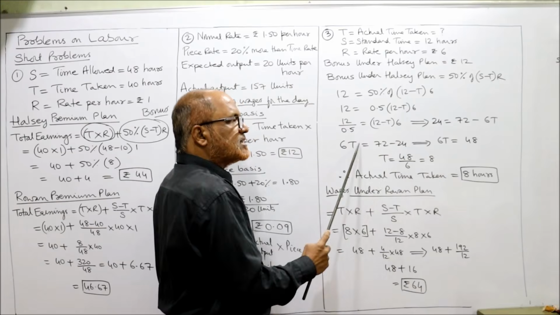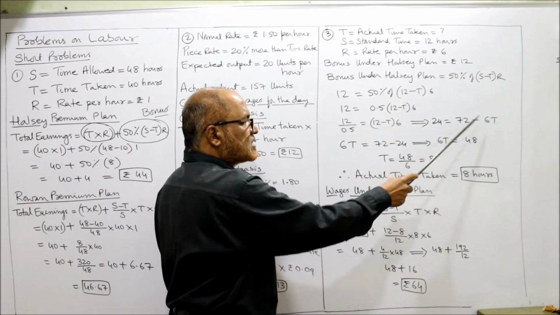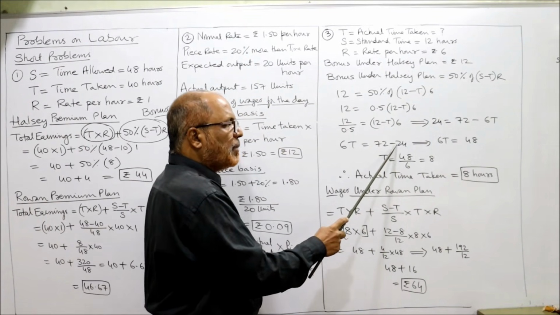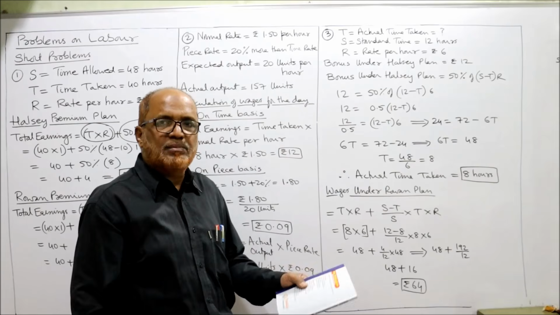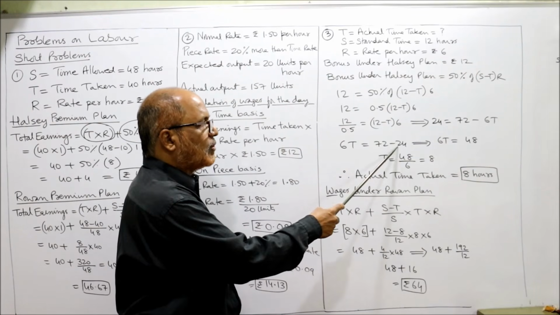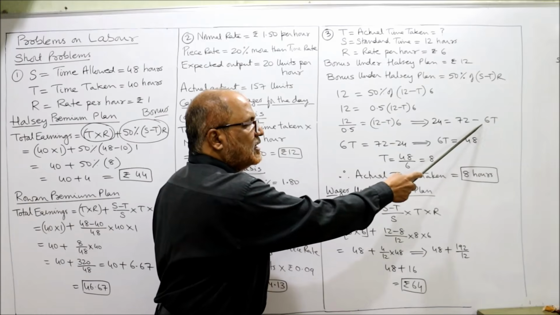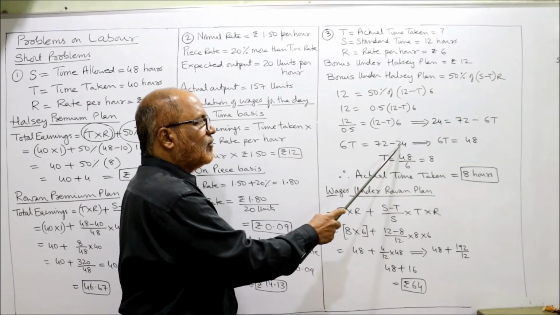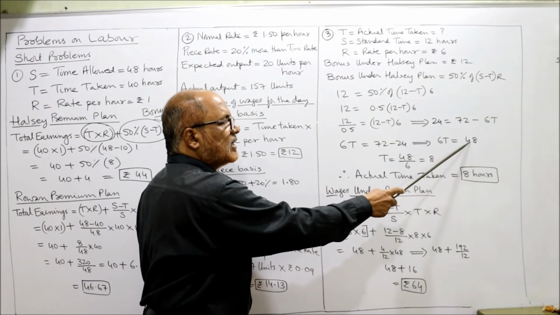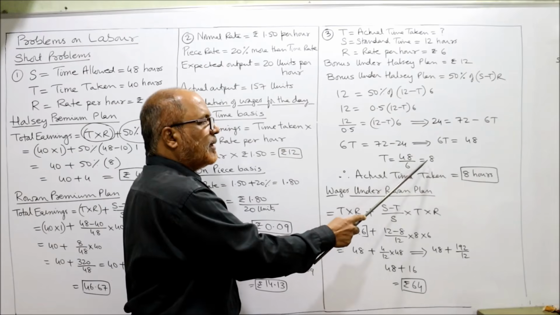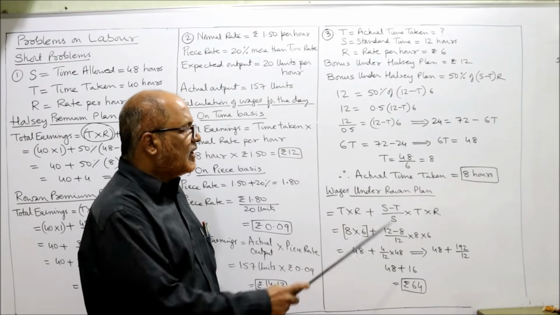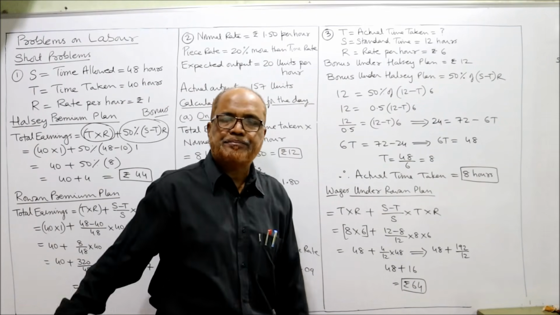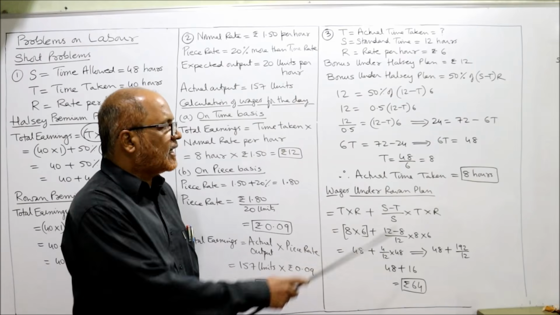Bring 60 to LHS. It is on RHS. Now minus 60 will become plus 60. So 72, this plus 24 will become minus 24. 24 which is on the LHS, we took it to the RHS as minus 24. This minus 60 on the RHS, we brought it to the LHS, so plus 60. So 60 is equal to 72 minus 24. So 60 is equal to 48. T is equal to 48 by 6, 8. So we got T is equal to 8. What is T? Actual time taken. T is the actual time taken, 8 hours.